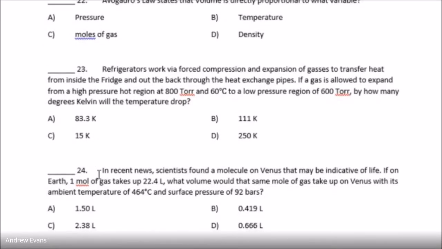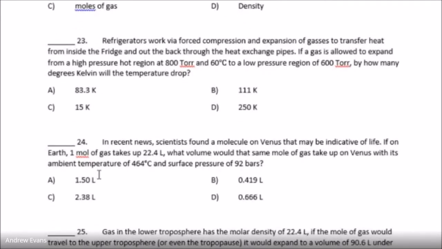Number 23 is another one where you have to relate 2 variables. This one relates Charles' law. Refrigerators work via forced compression and expansion of gases to transfer heat from inside the fridge and out the back through heat exchange pipes. Gas is allowed to expand from high pressure hot region at 800 torr and 60 degrees C to a low pressure region at 600 torr. How many degrees Kelvin would the temperature drop?